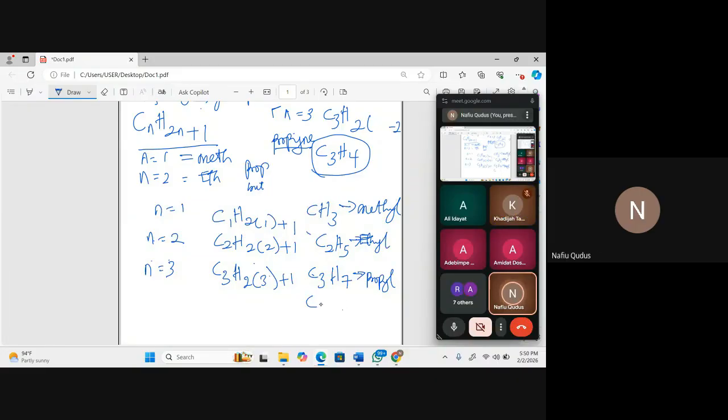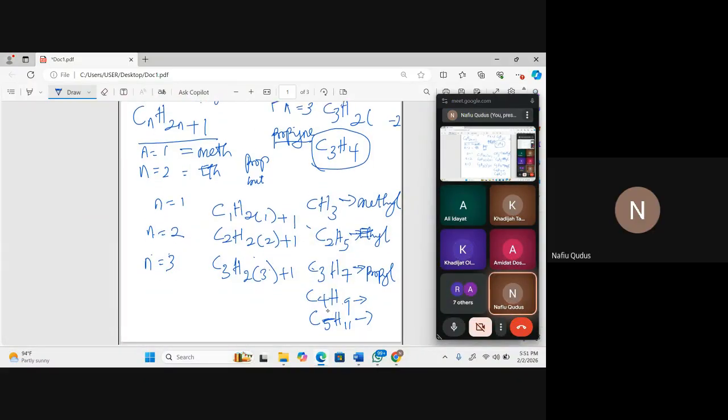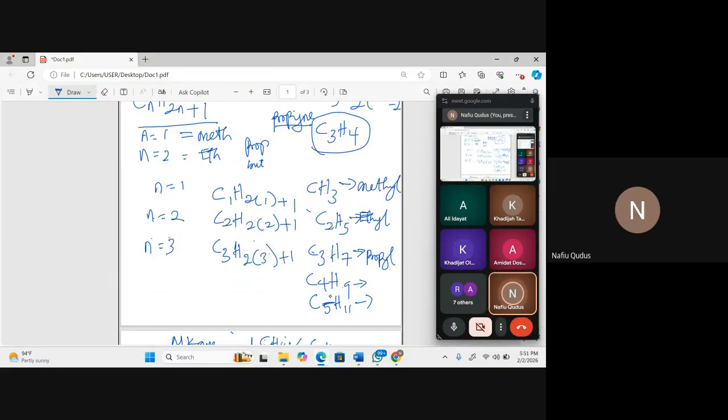So the next one will be C4H9. The next one will be C5H11. What is the name for this? Number 4 is butyl. Number 5 is pentyl. And so on and so forth. This is what we have.